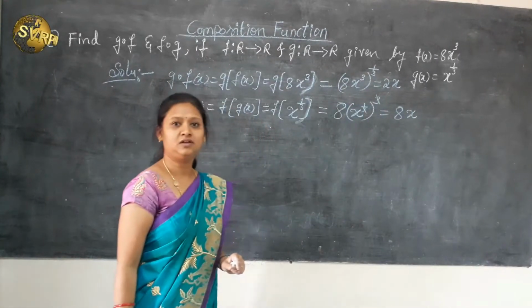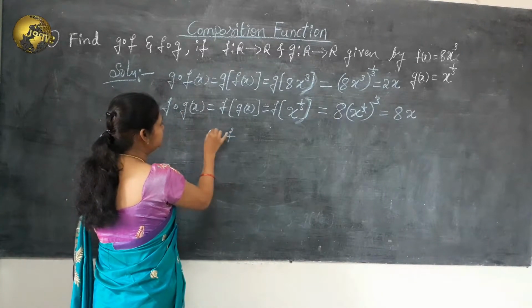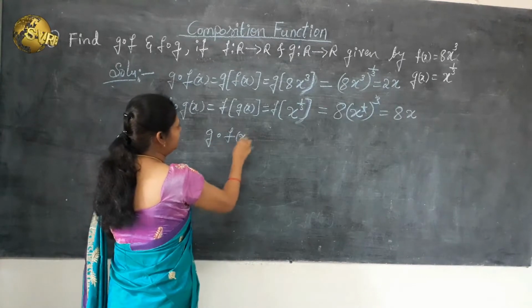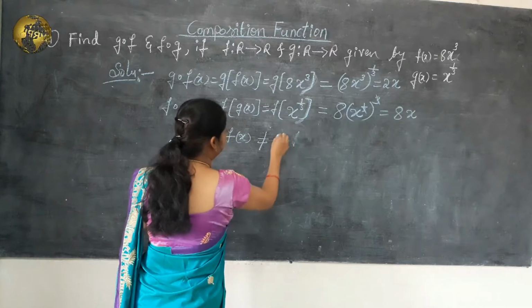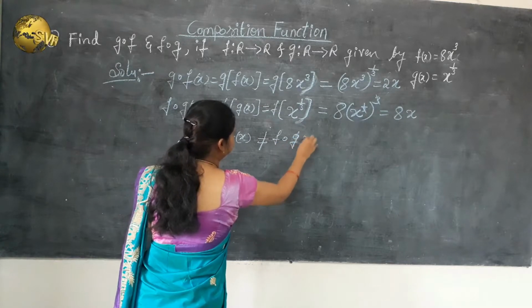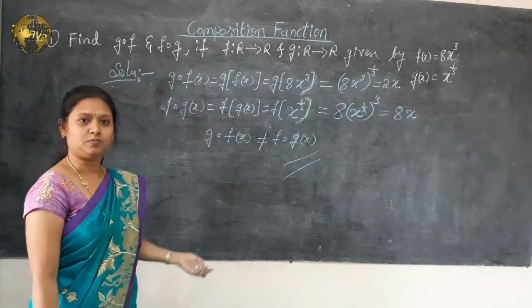Are they equal? They are never equal. So what I can conclude from this is, g composition f of x is not equal to f composition g of x. That is the problem.